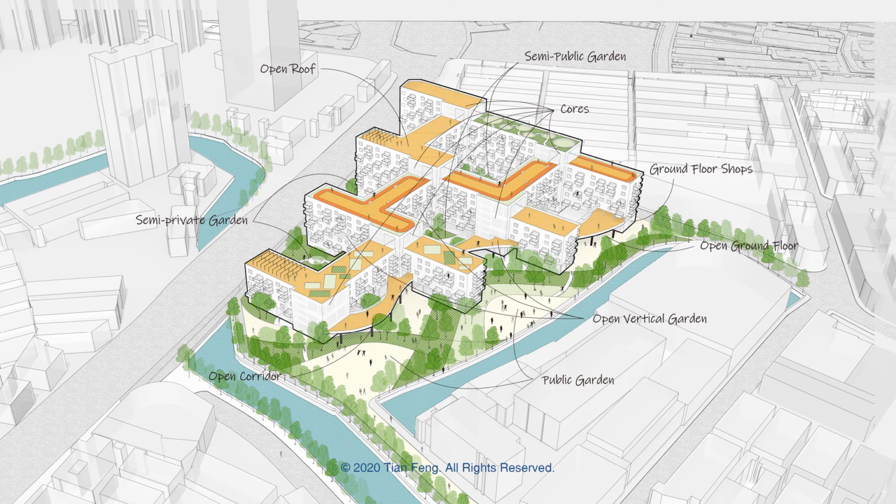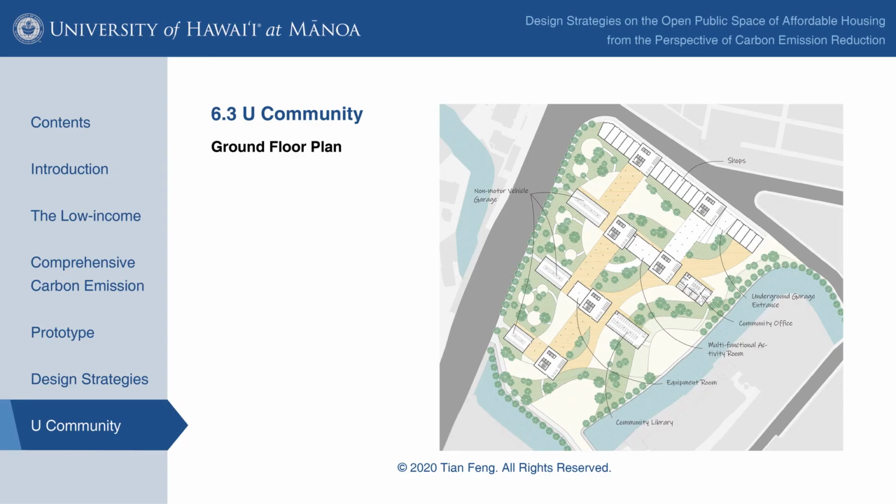This is a bird view of the U community. And this is a ground floor plan. In northwest to southeast direction, a small number of openings are adopted for the courtyard connection. In northeast to southwest direction, the ground floor is open to keep the view of rivers unobstructed.